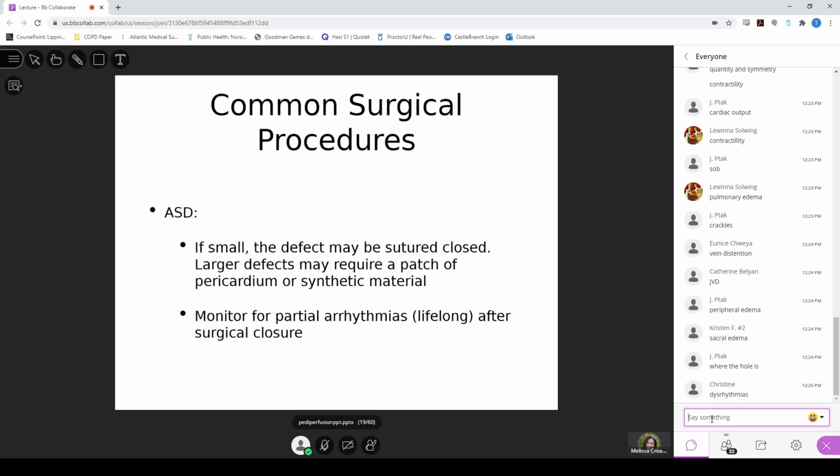Same thing for ASDs. If it's small, it can close on its own. Some of the small ones have to be closed with just a suture. Some of them require a patch or a synthetic material. They can have arrhythmias lifelong after the surgical closure because of the closeness to the SA node. Same thing after surgery with them. You're watching for cardiac output and any type of decompensation, cardiac-wise.